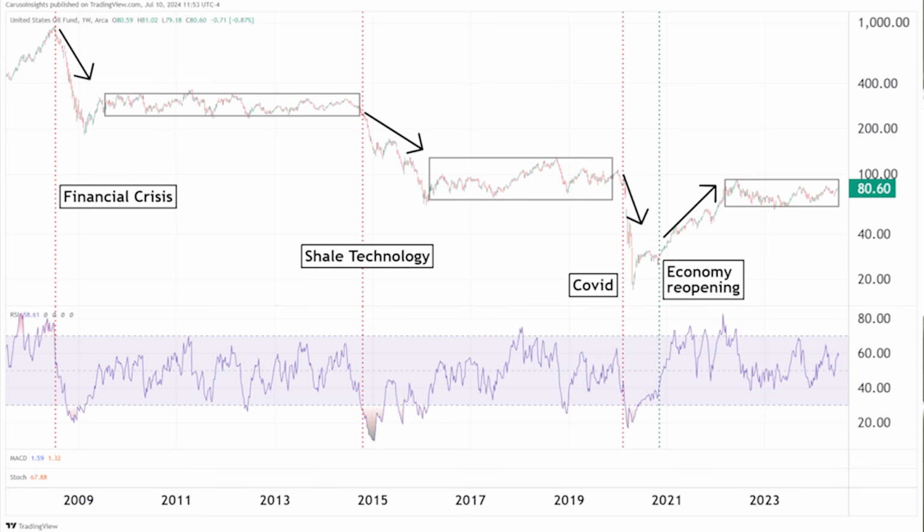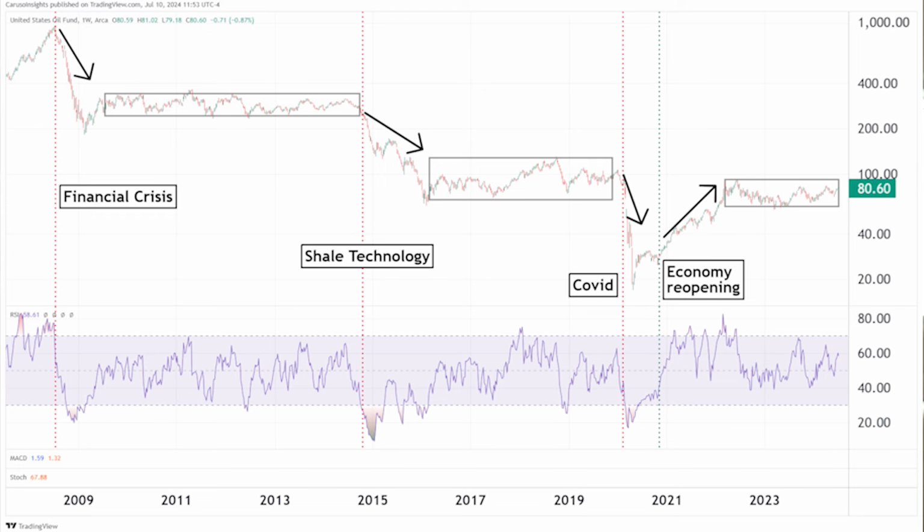So here, the first major drop in oil was due to the financial crisis, where there was demand destruction, where people were not using oil as much. The second major drop was due to the shale oil boom in the United States, new technology, which got a lot more oil on the market, and we got a big drop. Then we had the COVID shutdowns, which basically, again, killed demand.